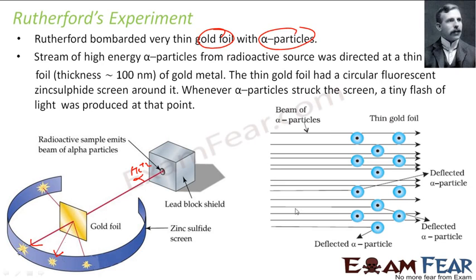So if you see, most of the alpha particles, these are all alpha particles, right? They went straight, and only some got deflected or reflected, and some bounced back, very few bounced back. Now he observed something from this: some bounced back and most of them just crossed it.